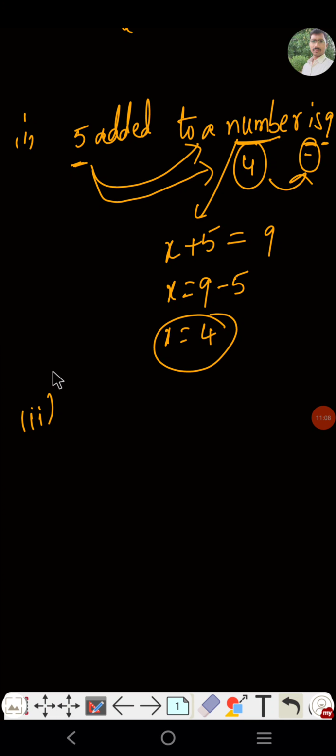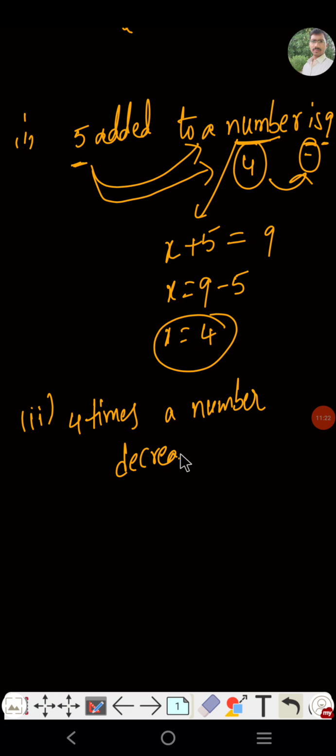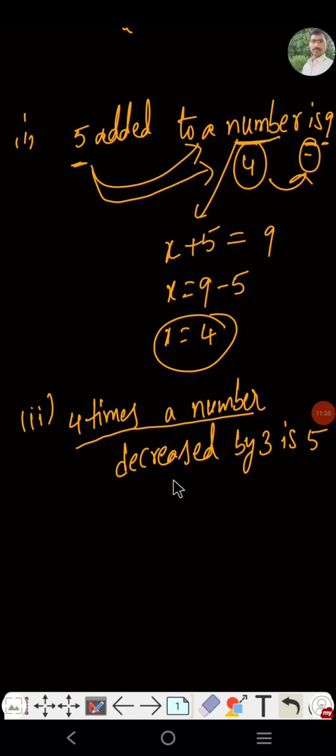Yes. For example, see one more example here. Second one. 4 times a number decreased by 3 is 5. Is means is equal to. Now see here. 4 times a number. This is one part. Decreased by 3. This is the second part. 4 times a number. A number means we don't know that number. Let that number be x here.